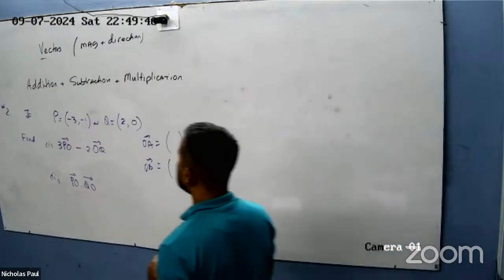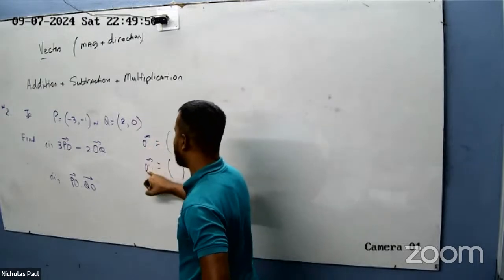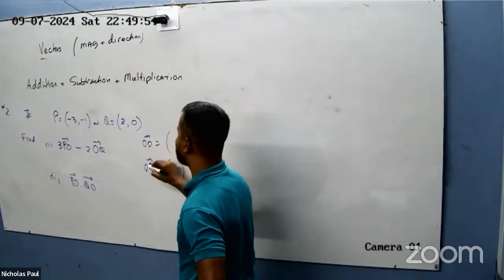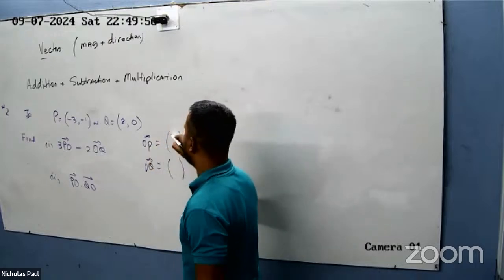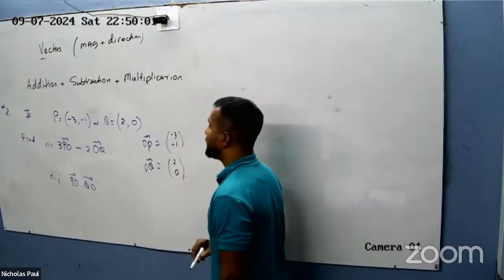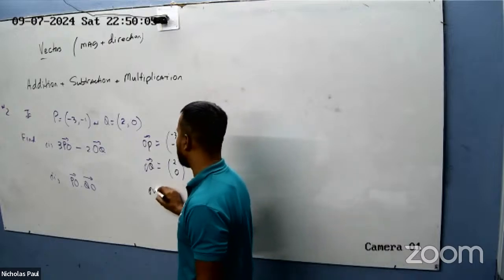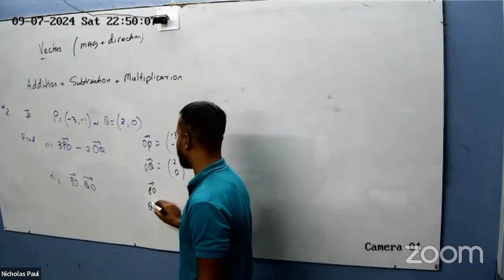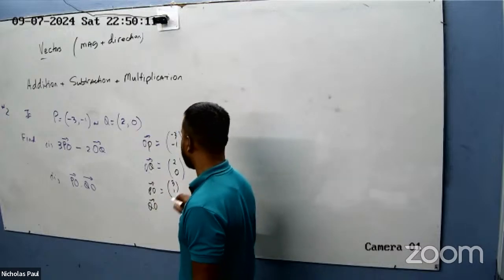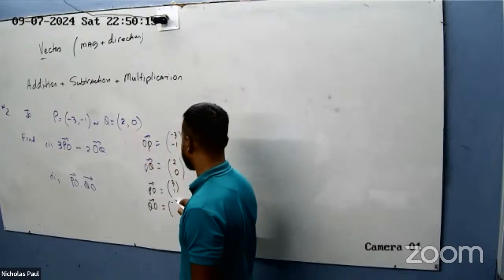All right, let's go. I need OP and I need OQ. That's step one. OP is 3, minus 1, OQ is 2, 0. So I know that now. I want to get PO and QO. PO will be minus 3, 1. QO will be minus 2, 0.